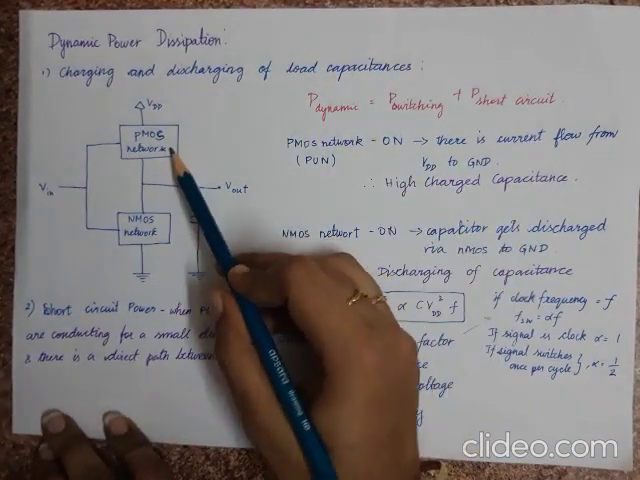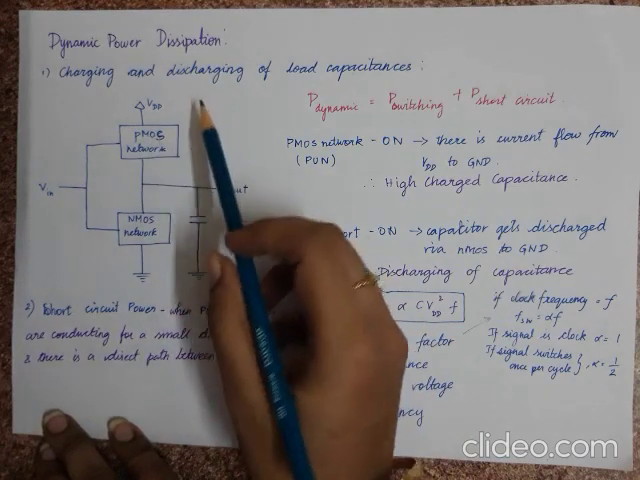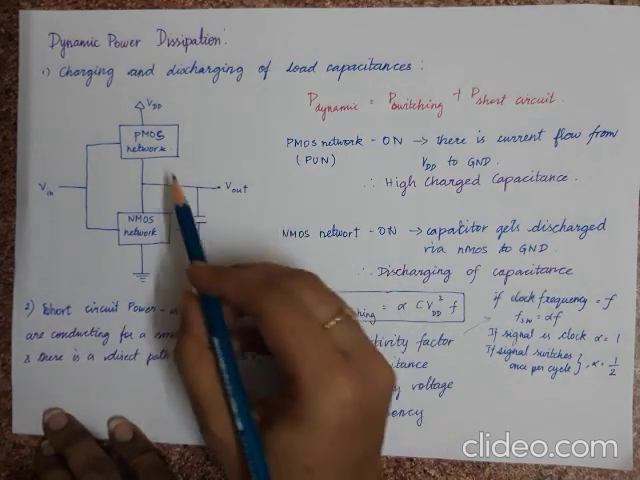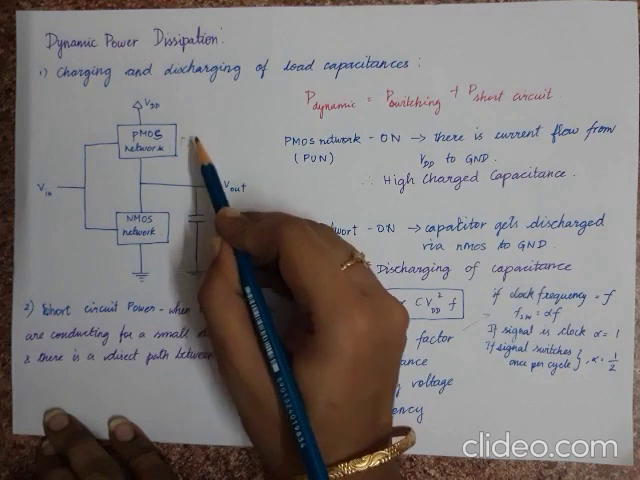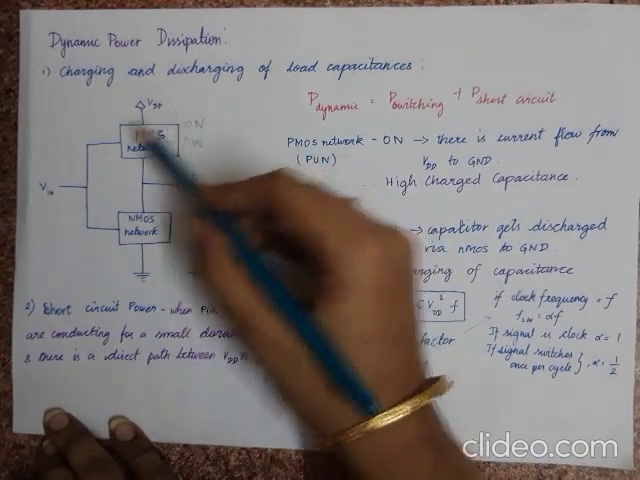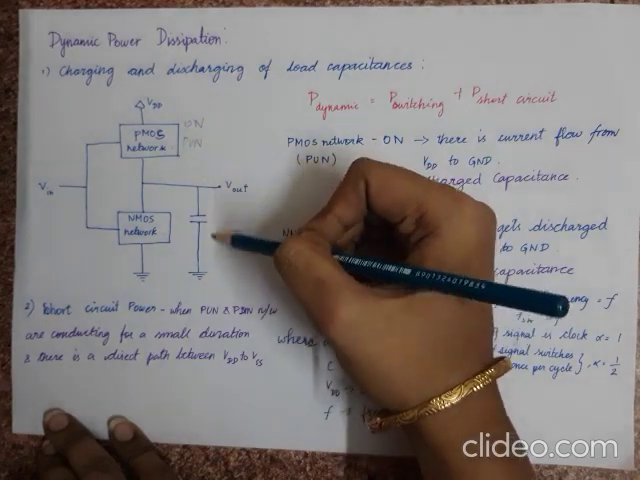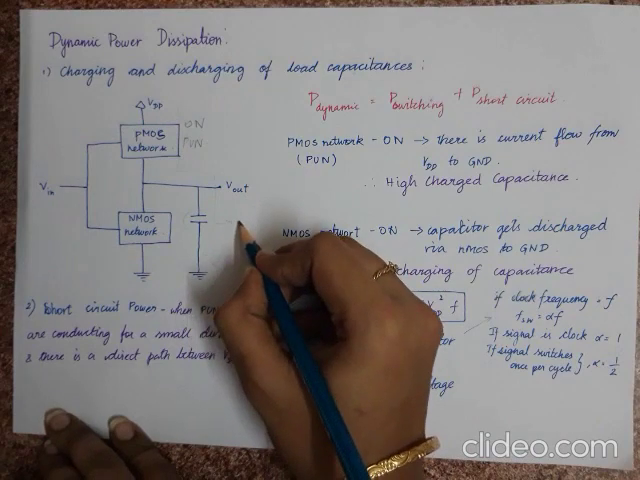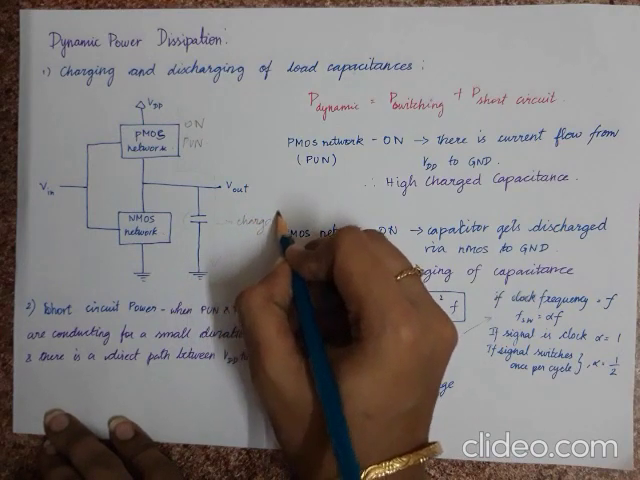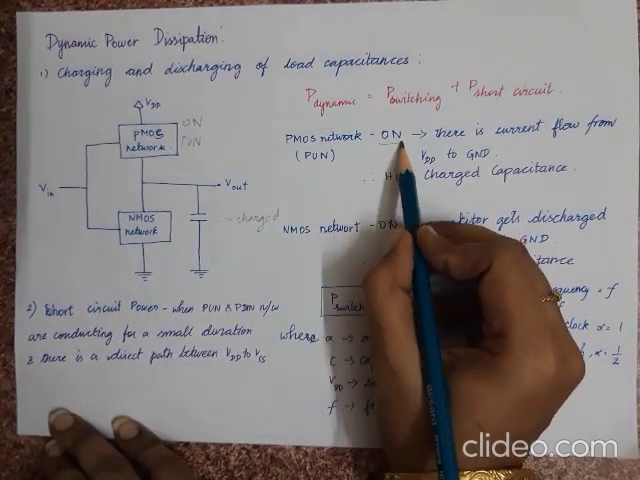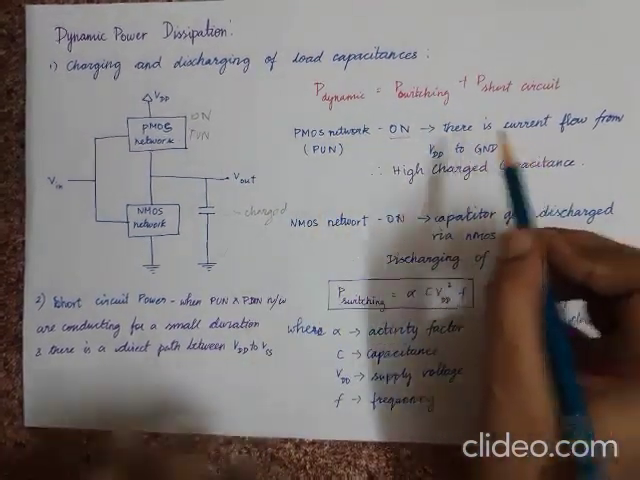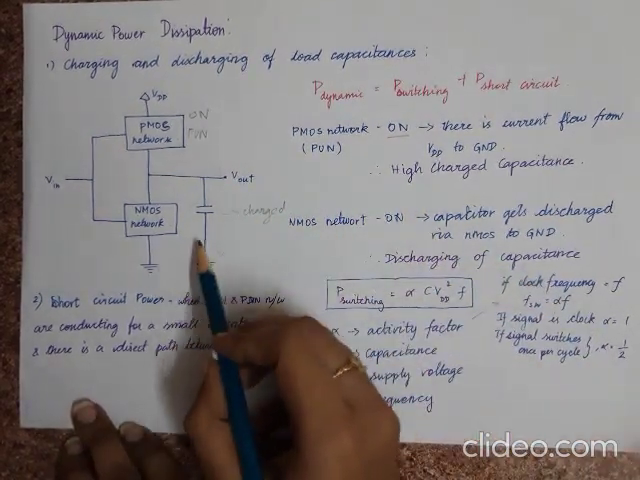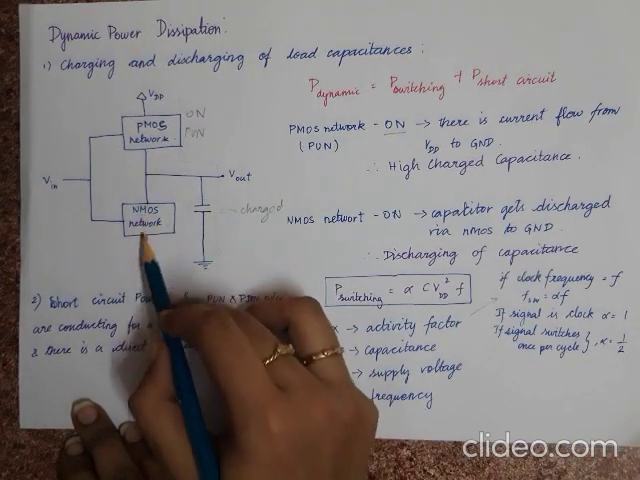So we have a pull-up network and a pull-down network. So this is basically when we have a load capacitance, when the pull-up network is on, the current from the source will go to the ground via this capacitance. So here this will get charged. So we have a charged capacitor now. This is charging of the capacitor. And then when the pull-down network is on, this capacitor gets discharged via this NMOS network.